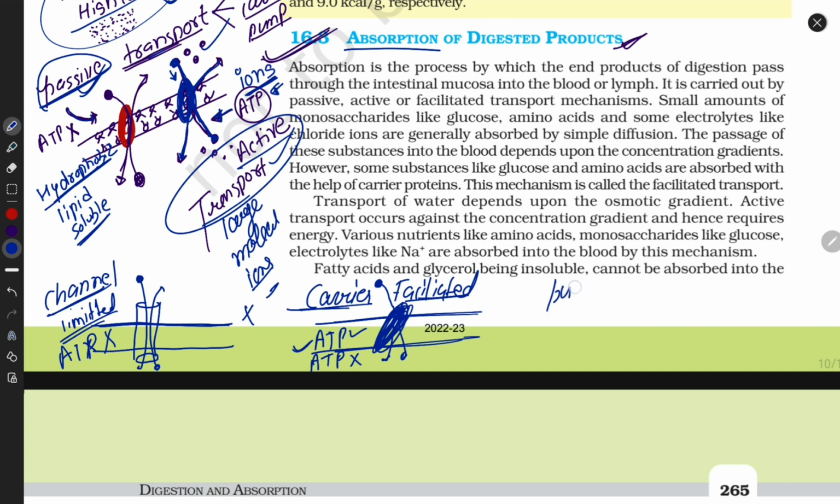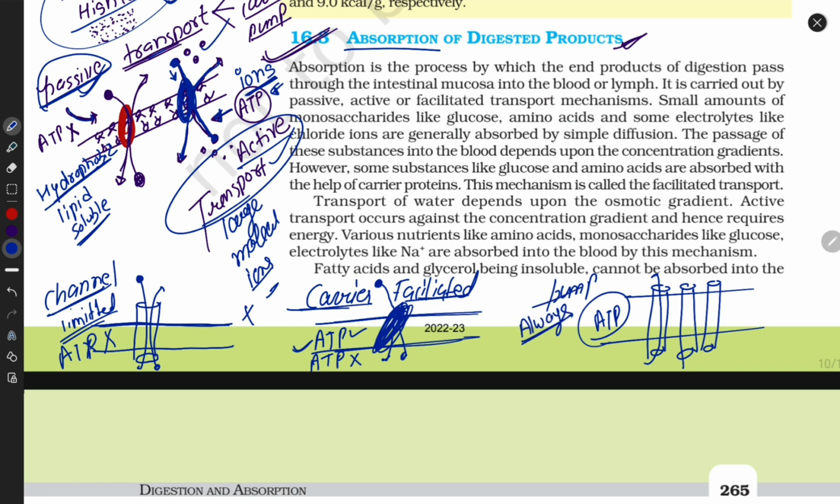If pumps are located, all pumps, transporters, carrier channels are located on the plasma membrane. What do they do? They require ATP for transporting. Always, I use this word always. I'm damn sure, pumps always use ATP for export and import of molecules. So this is the term.